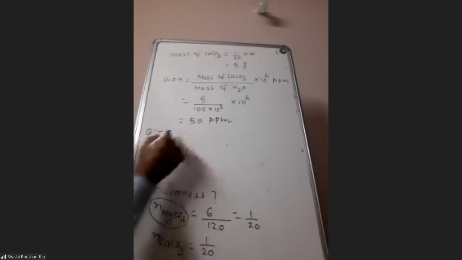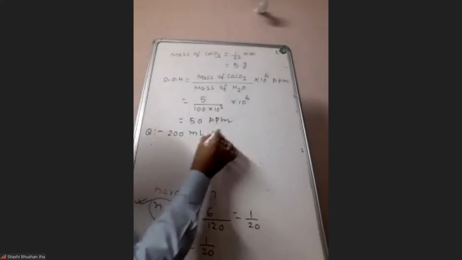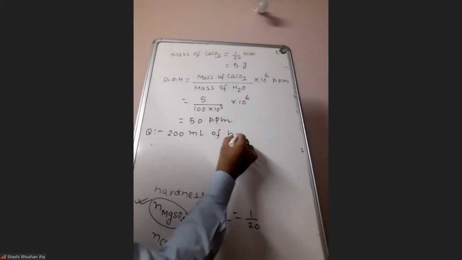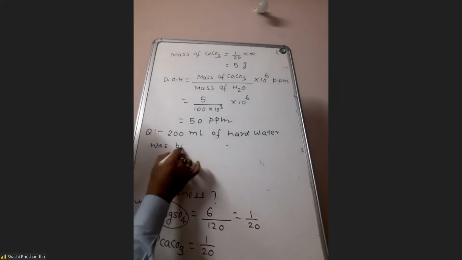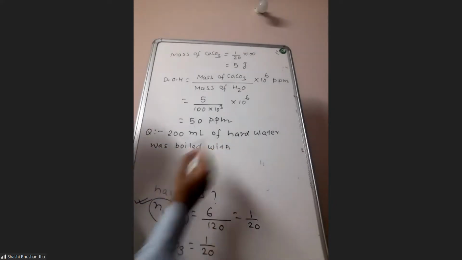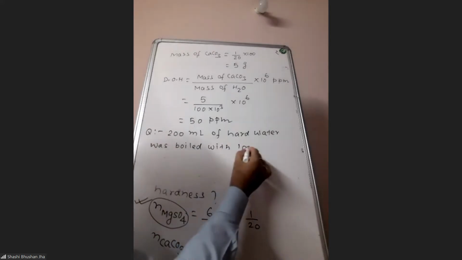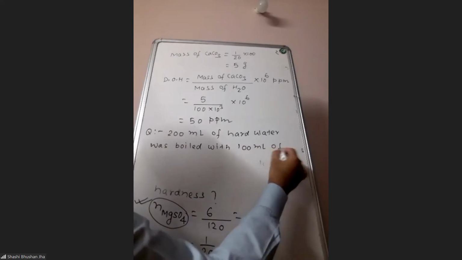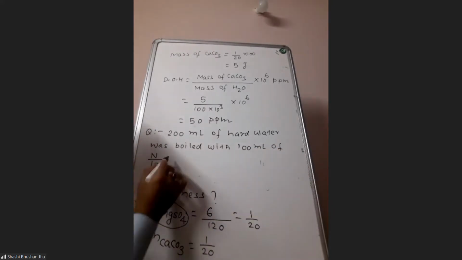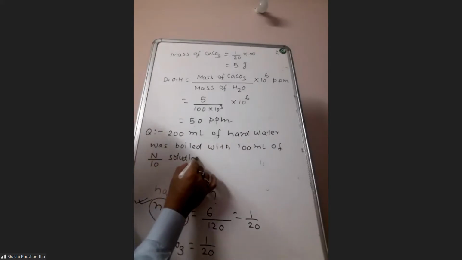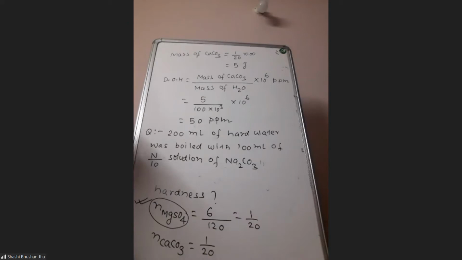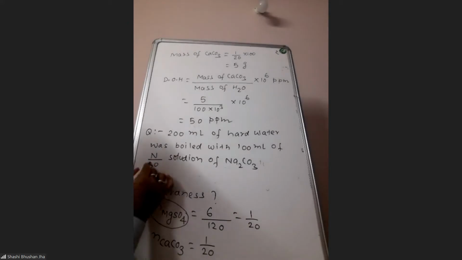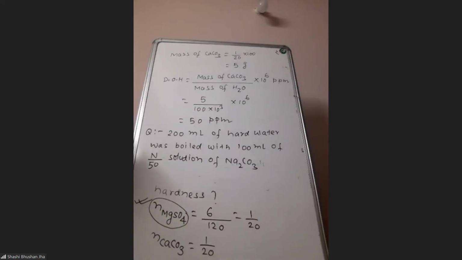200 milliliter of hard water was boiled with 100 milliliter of N by 50 solution of sodium carbonate. Not N by 10, N by 50.